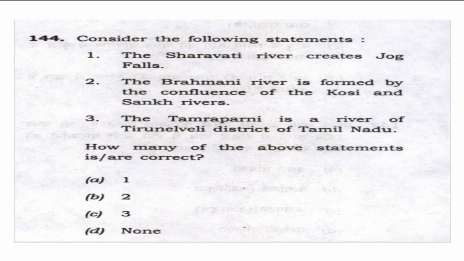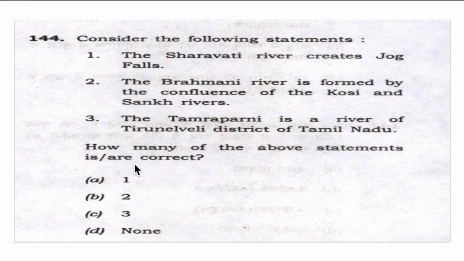Now coming to the sixth question, consider the following statements. The Sharavati river creates Jog Falls. Second statement is, the Brahmani river is formed by the confluence of the Kosi and Sank rivers. Third statement is, the Tamraparni is a river of Tirunelveli district of Tamil Nadu. So how many of the statements are correct?